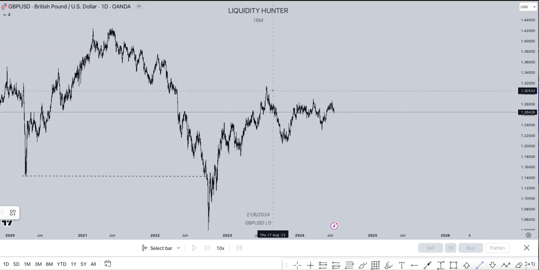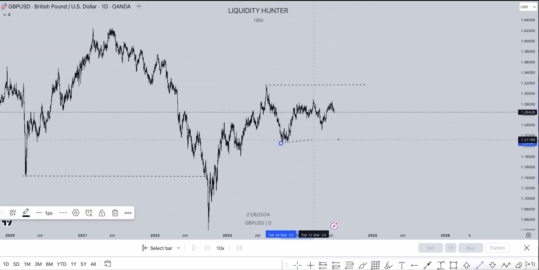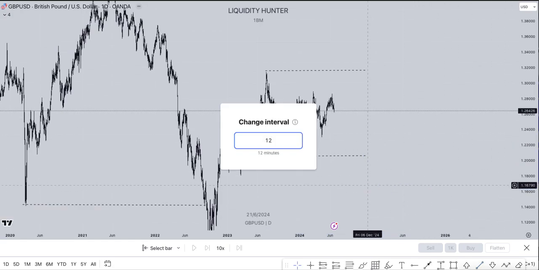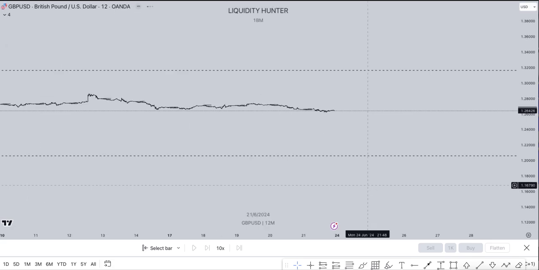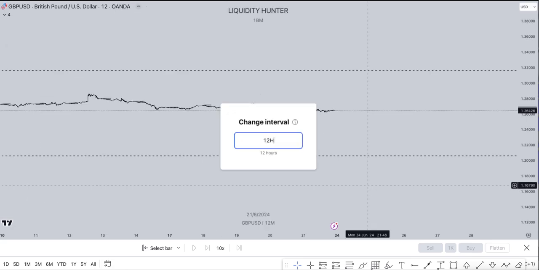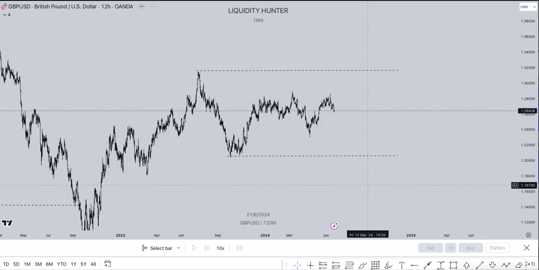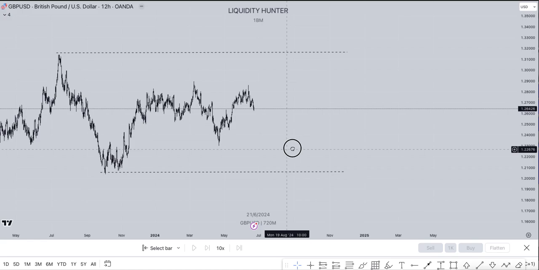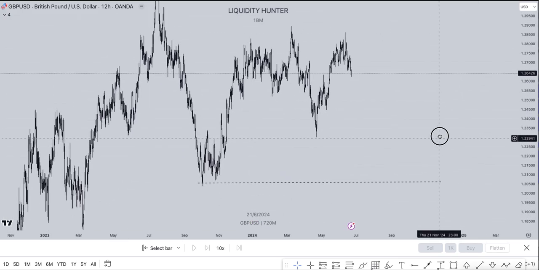Where is price going to? So we have these levels here, we have this low here, this low here, and we have the high above. Now, that is the 1 day time frame. Let's go to 12 hours to see something more clearer. You know the 1 day is made of 24 hours, so this is what the 12 hours is telling us.